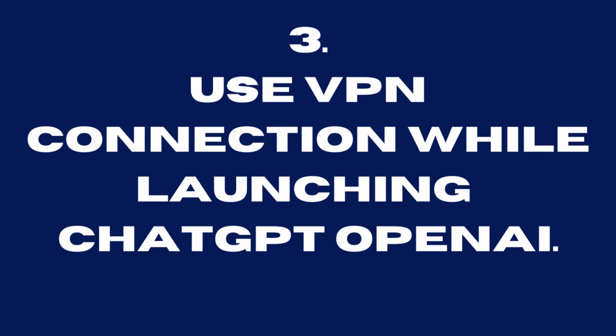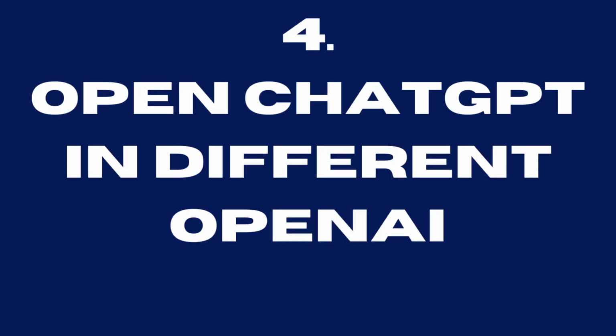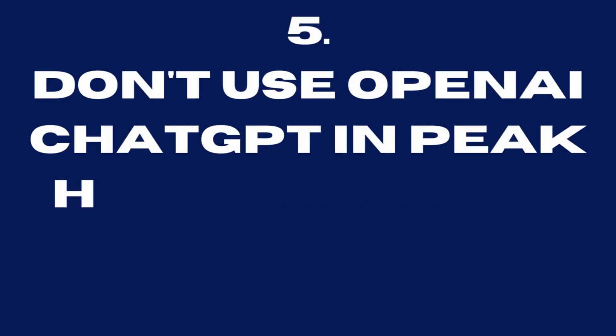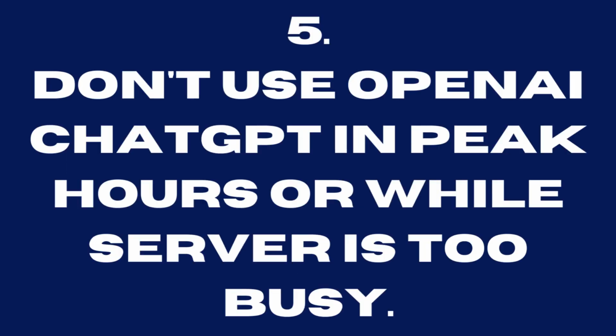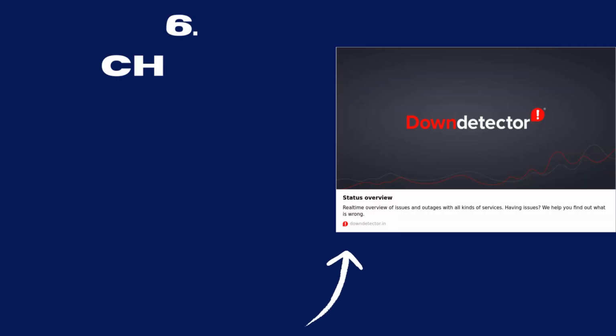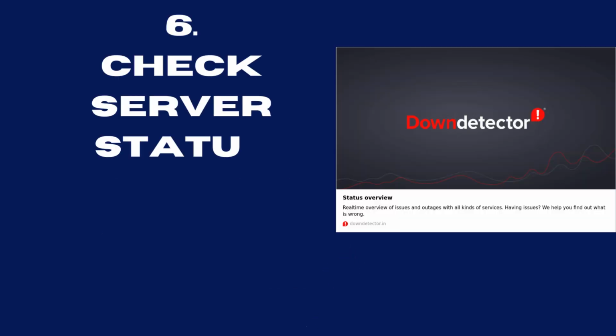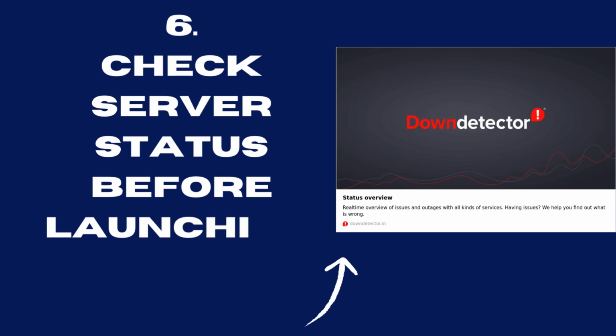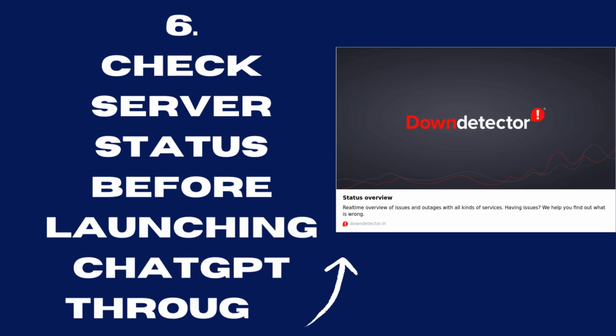Use a VPN connection while launching ChatGPT OpenAI. Open ChatGPT in a different OpenAI account. Don't use OpenAI ChatGPT in peak hours or while the server is too busy, and check the server status before launching ChatGPT OpenAI through the Down Detector app. Go to Down Detector and check the server.